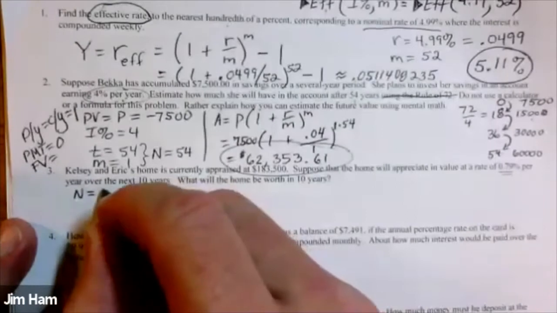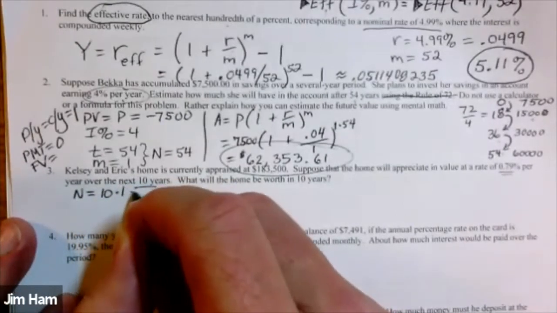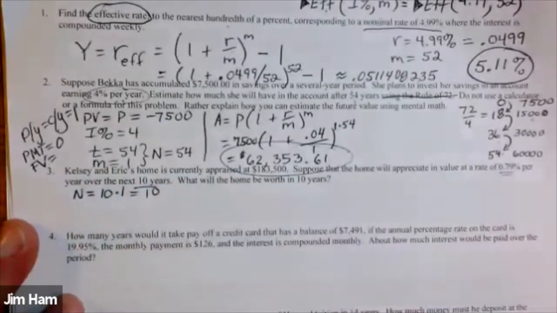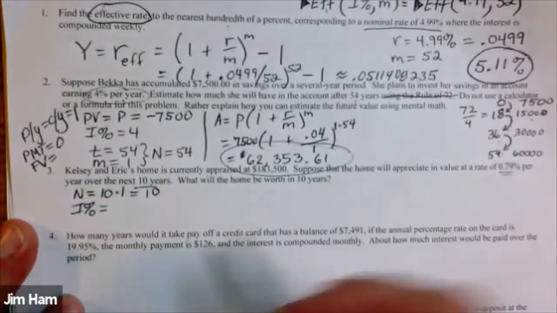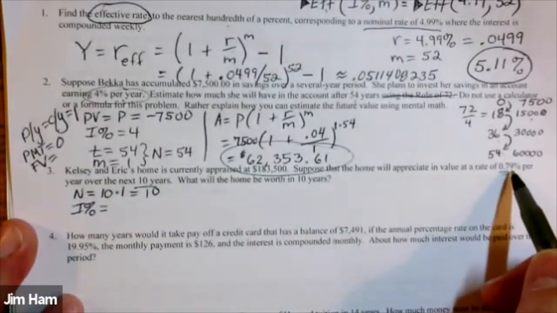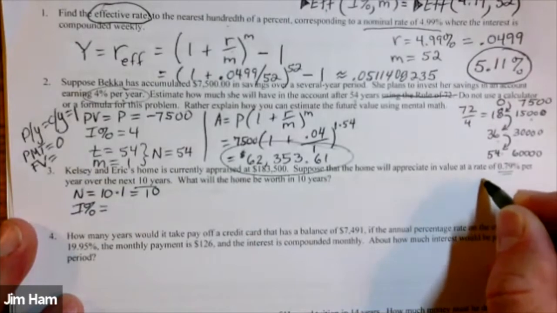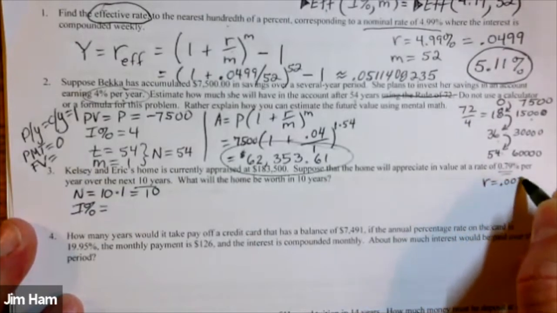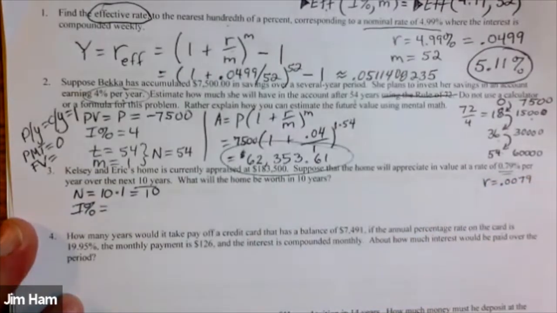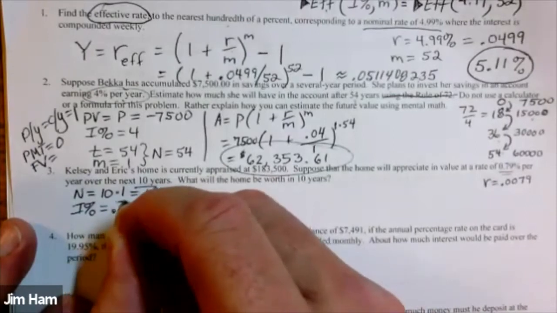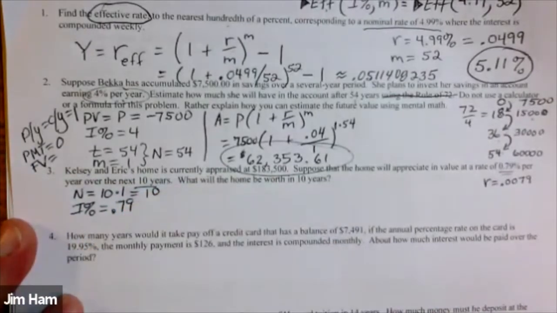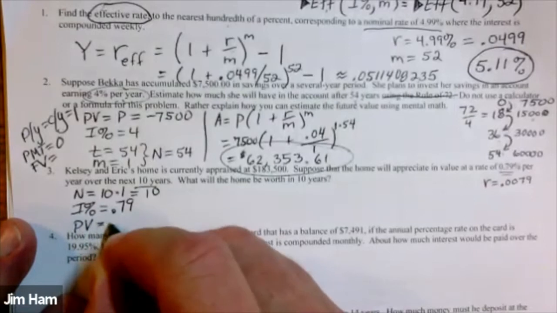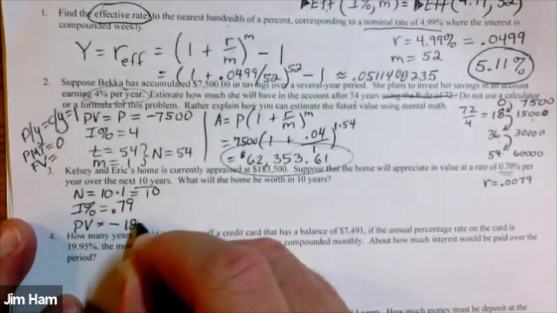10 years, this is another one where there's no mention of compounding. I% is this number here. Now, if you use a rate here and you use the formula, you're going to have to put 0.0079 in for the R value. For the I%, 0.79. We start off with the current value of the home.